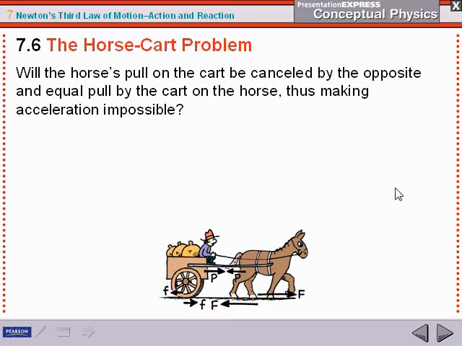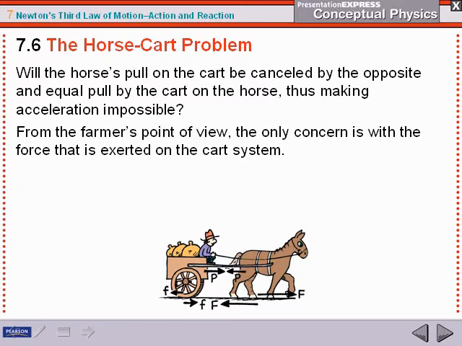The question is, won't the horse pulling on the cart and the cart's pulling on the horse cancel each other out, and acceleration be impossible? So let's look at it from the point of view of the farmer. If you look at just the cart, which is the only thing that the farmer is really interested in, you'll see that there's only two forces on the cart: the pull, P, from the horse pulling on it, and F, the friction of the ground on the cart.